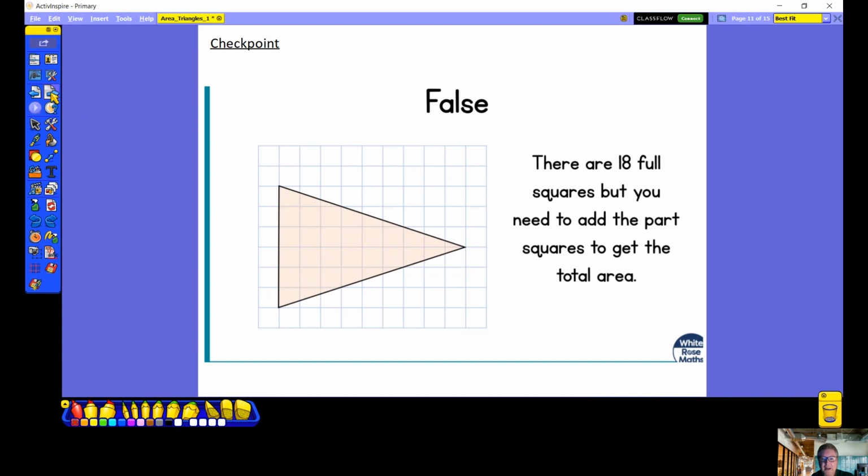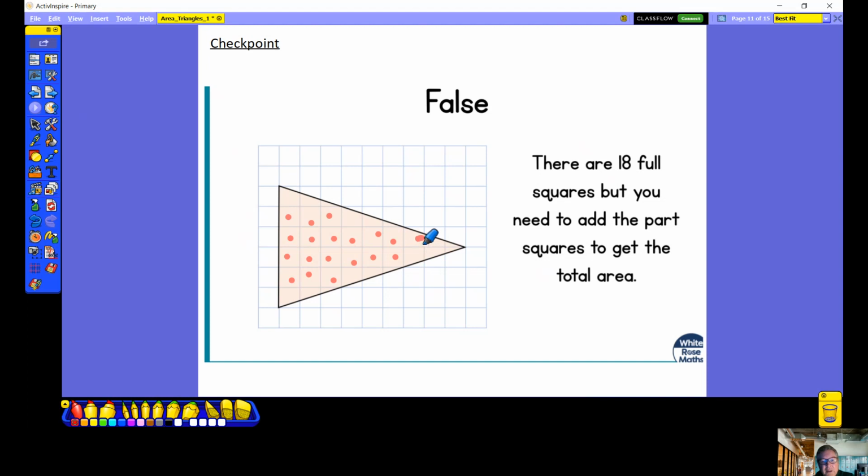False. There are 18 full squares, but you need to add the part squares to get the total area. So what was that like then? So 1, 2, 3, 4, 5, 6, 7, 8, 9, 10, 11, 12, 13, 14, 15, 16, 17, 18. Gosh, 18. So we know that's 18.